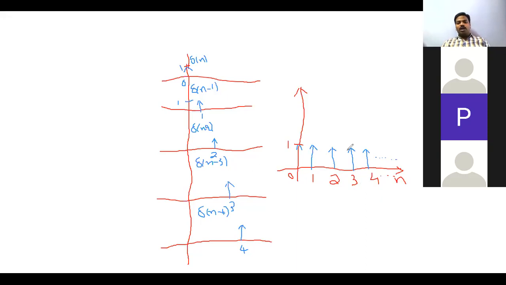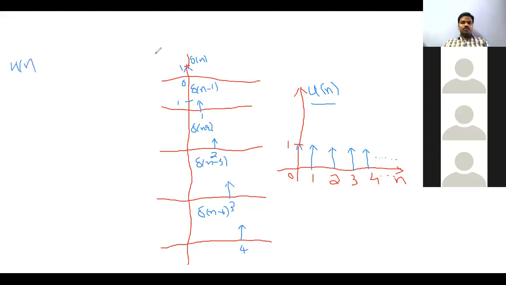Now tell me, what type of representation is it? No, it is not continuous or discrete. I am defining a new function from the impulse signal, that is u of n. What is the basic definition of u of n? Unit step.